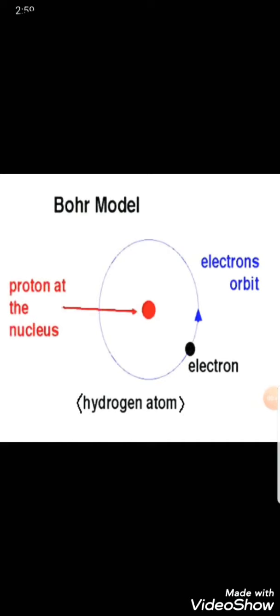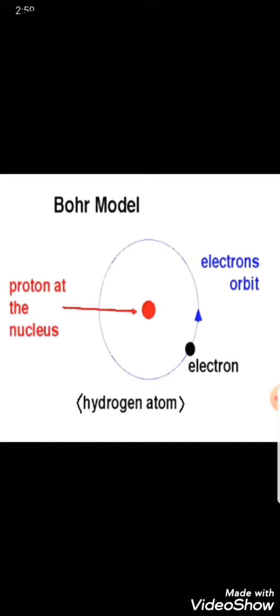Number 1. Electron in an atom revolves around the nucleus in one of the circular orbits. Each orbit has fixed energy, so each orbit is called an energy level. You can see that the electron is revolving in a circular orbit around the nucleus.